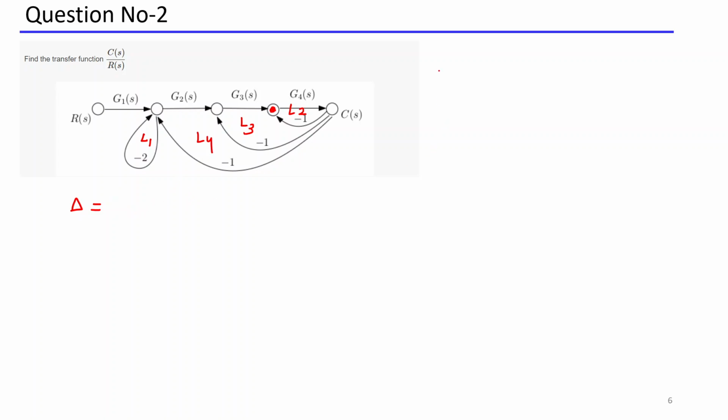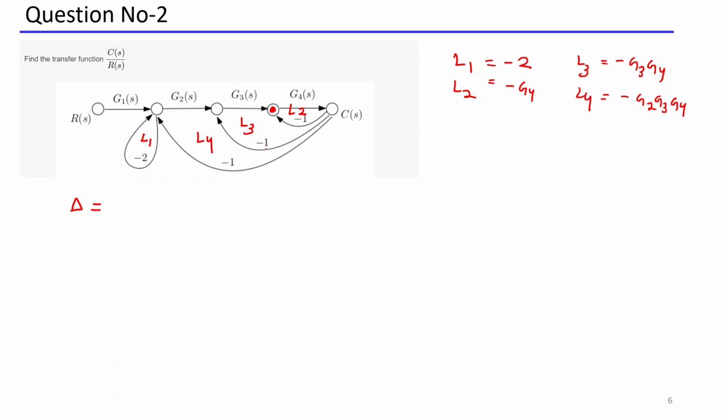Suppose I write down what L1 is. L1 is something, -2. What is L2? L2 is G4 and -9, so minus G4. What is L3? L3 is G3, G4 with a negative sign. What is L4? L4 is this loop, G2, G3, G4, again -1, so minus G2, G3, G4. These are the 4 independent loops.